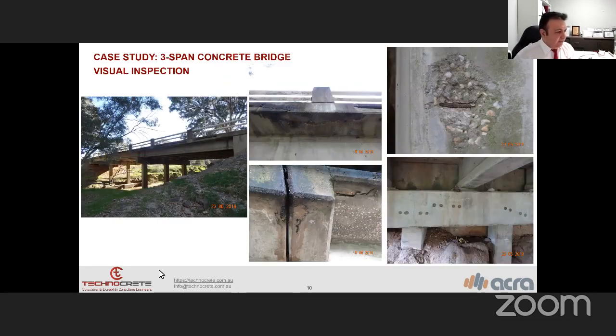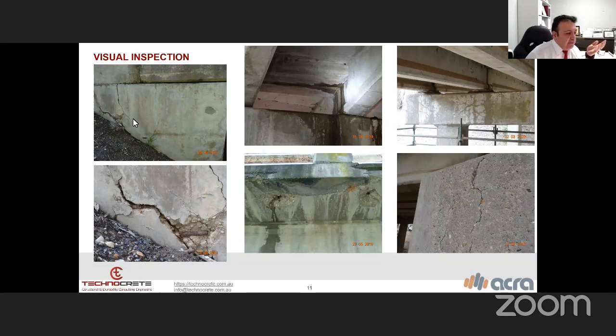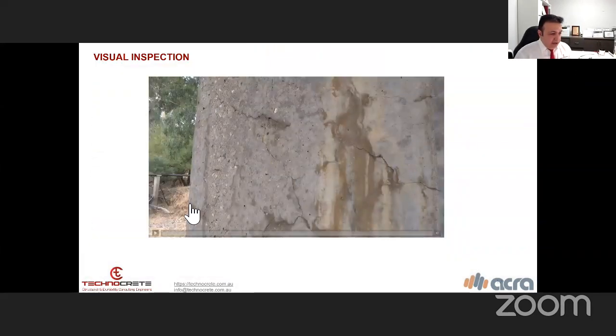Okay, this case study is for a 3-span bridge, and you can see the different defects. We have concrete spalling due to corrosion of steel reinforcement and cracks on the abutment of the bridge. We have deterioration and damage of the wing walls and deterioration of the expansion joint on the deck. On the right-hand side, the two photos show the progress of AAR or ASR on the concrete structures.